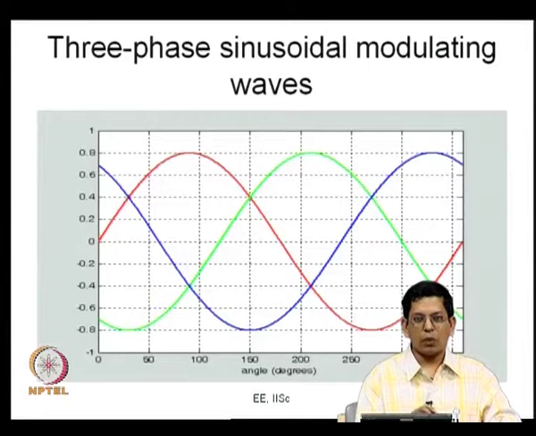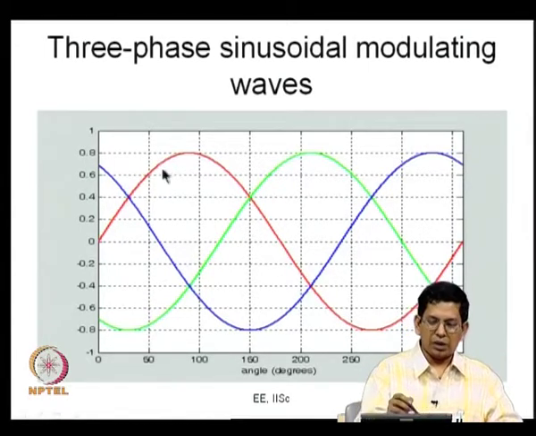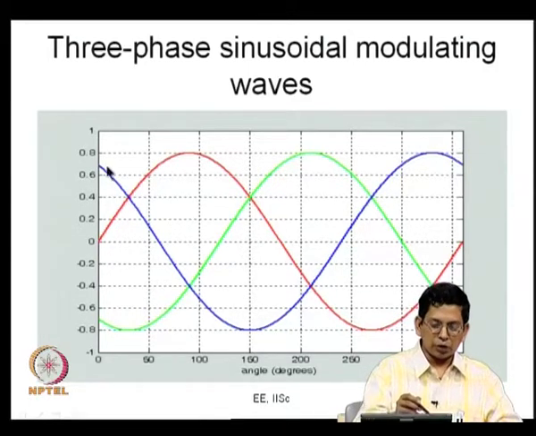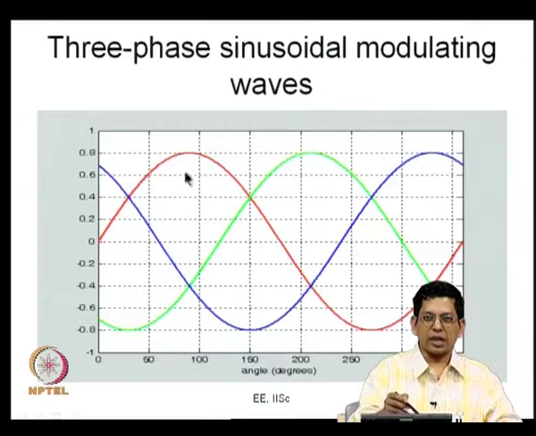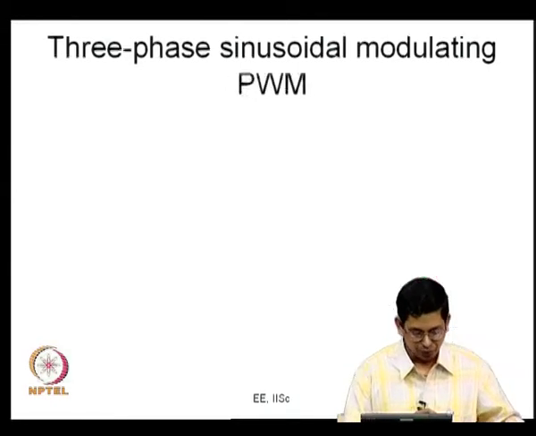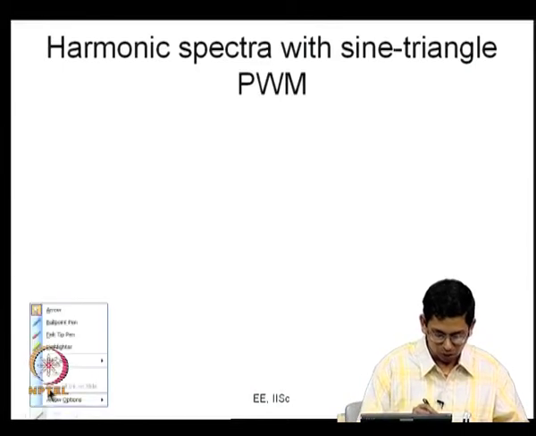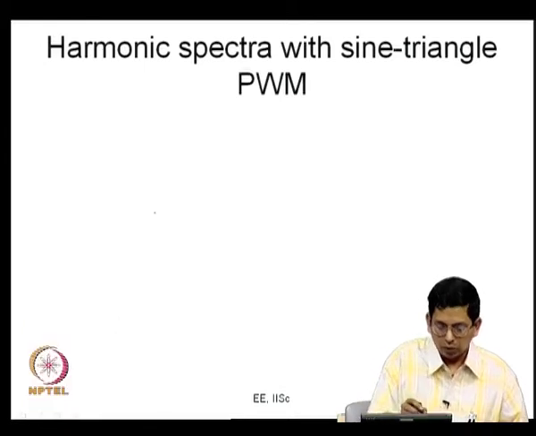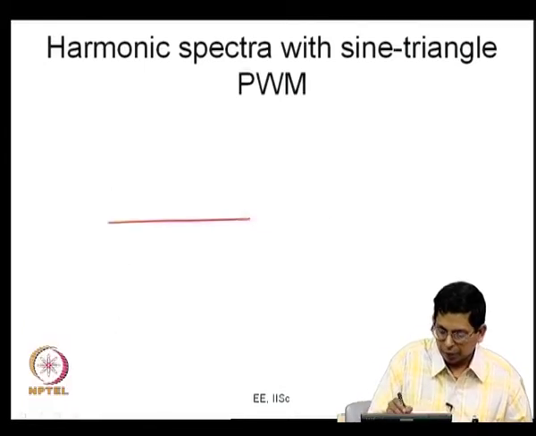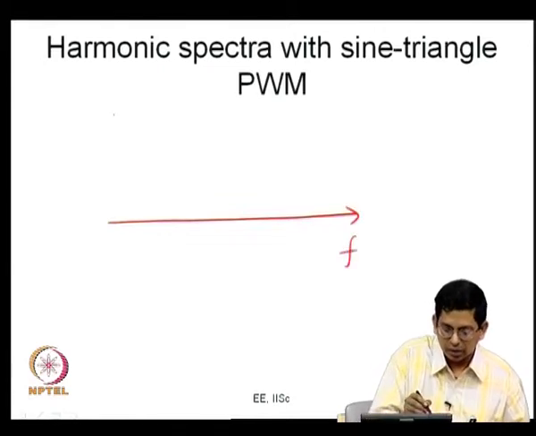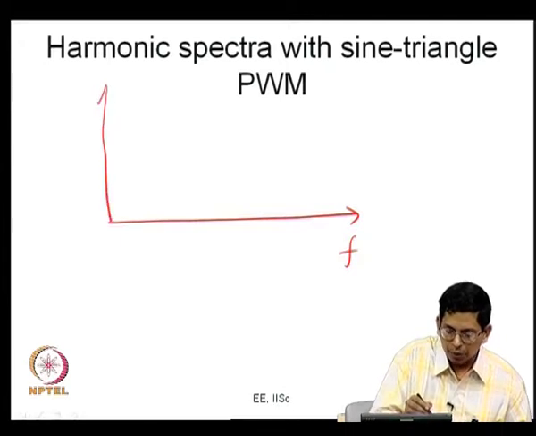That is the question now. If you go back, what are the various frequency components here? One is the fundamental frequency, which we can call F1, and the other one that I have not shown here is the high frequency carrier, at a frequency we can call Fc. Now let us see how this should look. I want to look at the harmonic spectrum, with frequency on the horizontal axis and amplitude on the vertical axis.